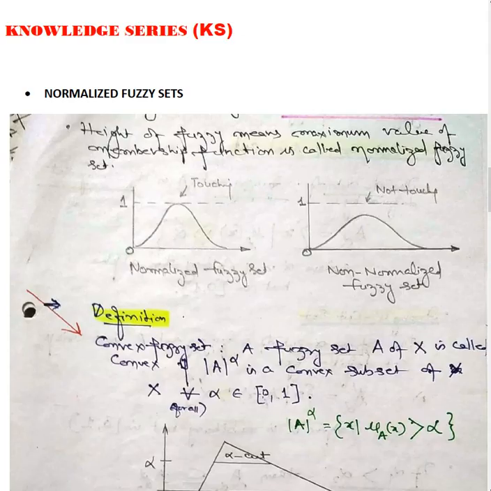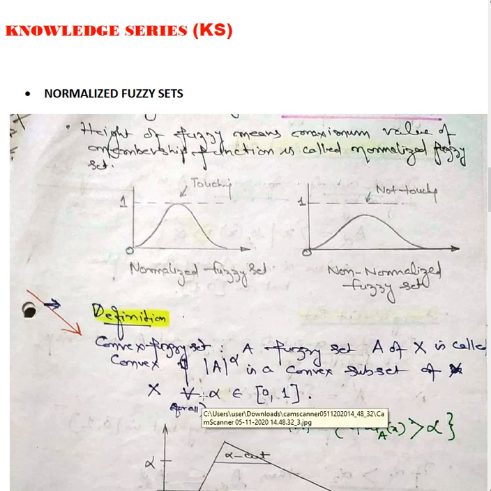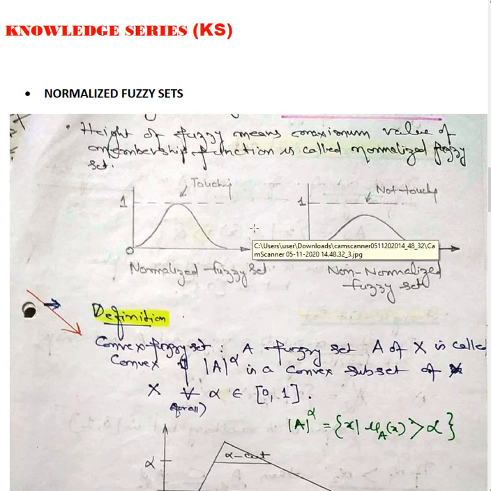Now coming to the normalized fuzzy set. A normalized fuzzy set is one where the height of the fuzzy set, meaning the maximum value of the membership function, is 1. So here it is a touching point, so this is a normalized fuzzy set, and where it is a non-touching point, it is a non-normalized fuzzy set. So that is what we term in the case of a fuzzy set. So we convert it so that it reaches the 0 to 1 condition.